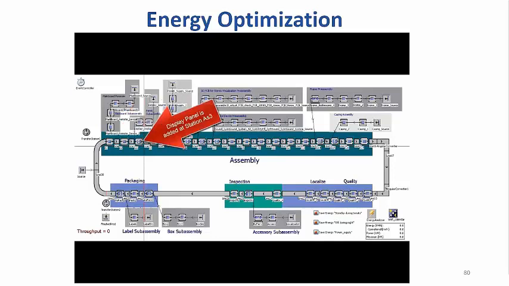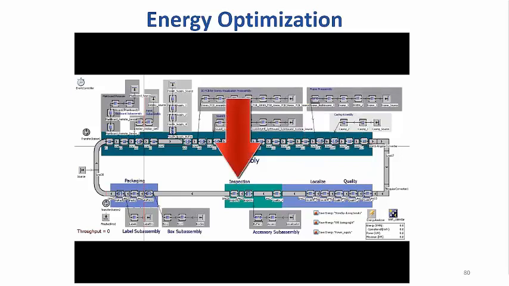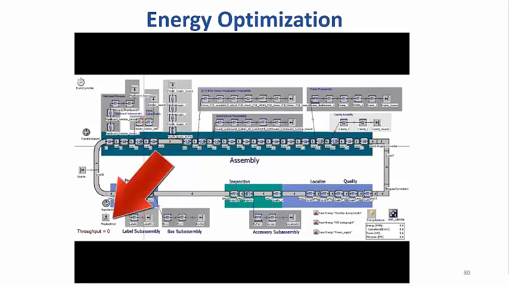The display panel is added at station AS3. Other parts are added further down the assembly line. And then the panel goes through quality, localize, inspection, packaging, and labeling processes before being removed from the skid and transferred to the finished product drain where throughput statistics are collected and displayed.